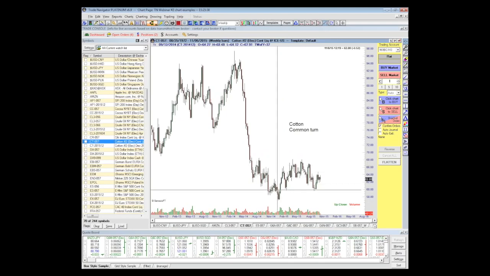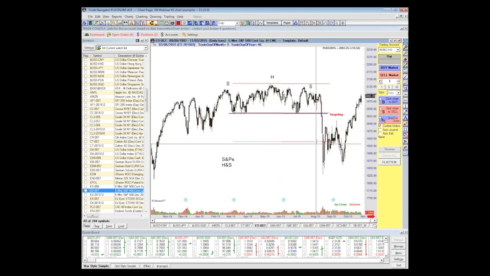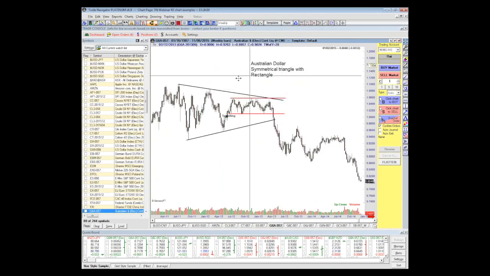Here's cotton. This is what's probably called a common turn. It hasn't completed yet. You can't really identify anything specific. It's just kind of lazily rolling around, and that's a common turn. Here's a head and shoulders top that occurred just recently in the S&Ps. You can see the shoulder, you can see the head, you can see the shoulder. In this case, it's a complex head and shoulders top because they're not clean shoulders. They have different characteristics. Here's the Australian dollar, where you can see a symmetrical triangle with a rectangle at the tail end.